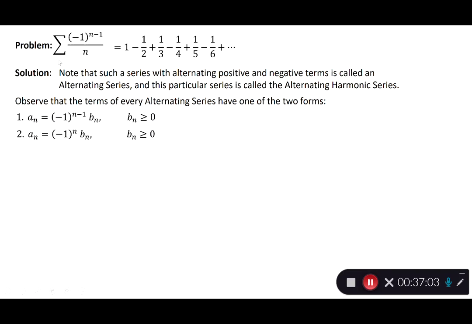Which form is ours in? Clearly the first form, negative 1 to the n minus 1. Would you agree? Wait a minute. What is b sub n though? Our a sub n is negative 1 to the n minus 1 over n, and this one says this is a sub n. So what is b sub n? Would you agree it should be 1 over n? Yes. So our series is of the form negative 1 to the n minus 1 b sub n, with b sub n being 1 over n.